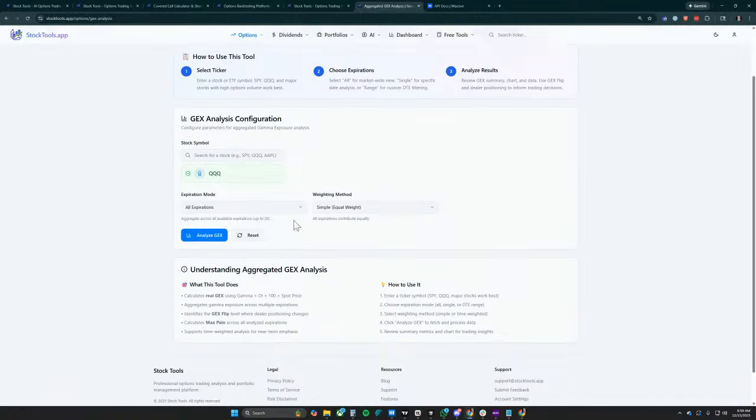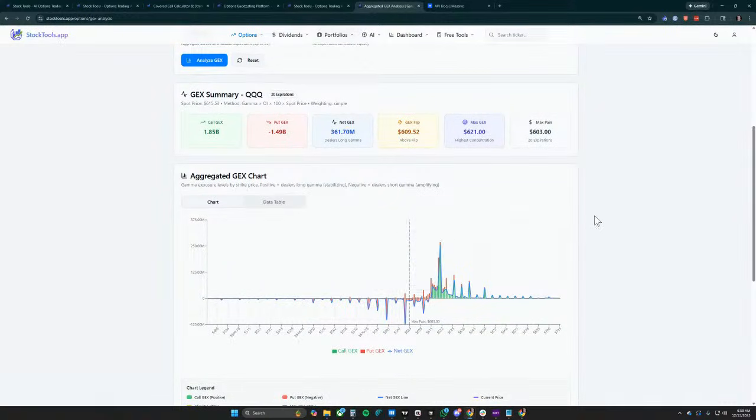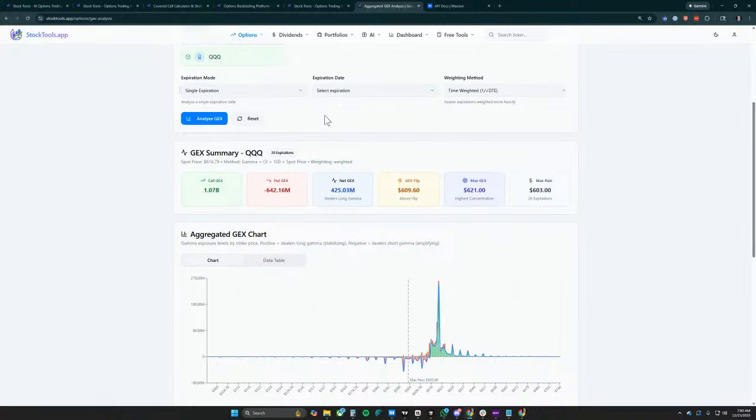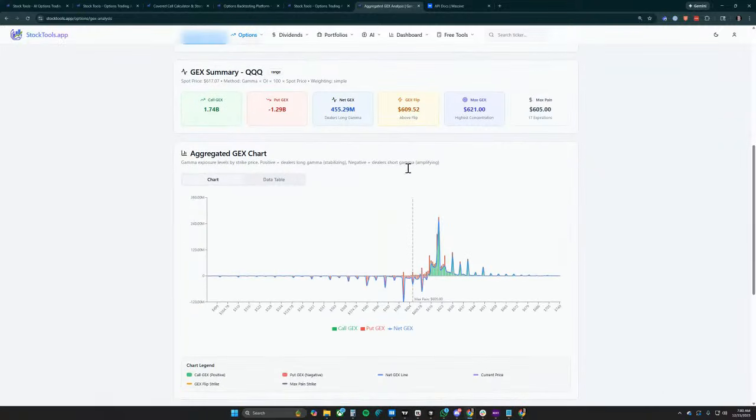This is a deeper GEX tool that I made that goes across all expirations. The one we were looking at before in the advanced options chain was just a single expiration. I just made this one this week, where it looks across every single expiration and then aggregates them. You can also do different weighting, where it's time weighted, so I'll look at the closer 60 to 90 days a little heavier than the further out ones, because those have more gamma. Or a single expiration, similar to the advanced options chain, or just a range, like 0 to 90 days, and then analyze, trying to find some GEX.